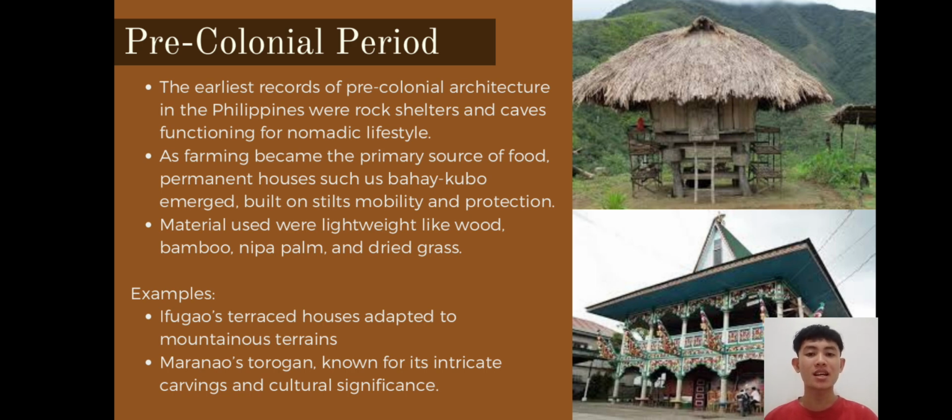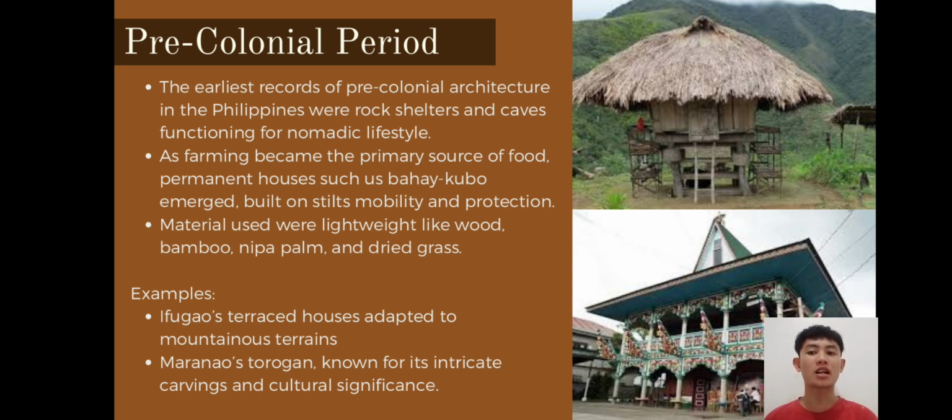agriculture. Number two is the Maranao Torogan. A Torogan is a traditional royal house of the Maranao people. It was a symbol of status, power, and cultural pride. Known for its intricate carvings, particularly the okir design, it demonstrated the artistic capabilities of the Maranao. As you can see, pre-colonial architecture was functional and deeply intertwined with the natural environment.